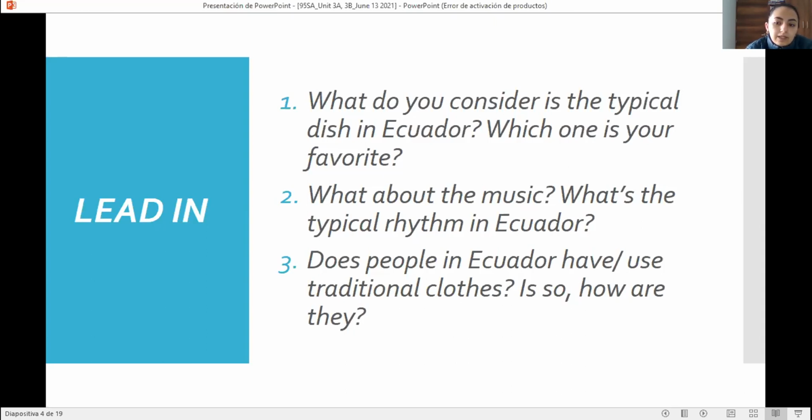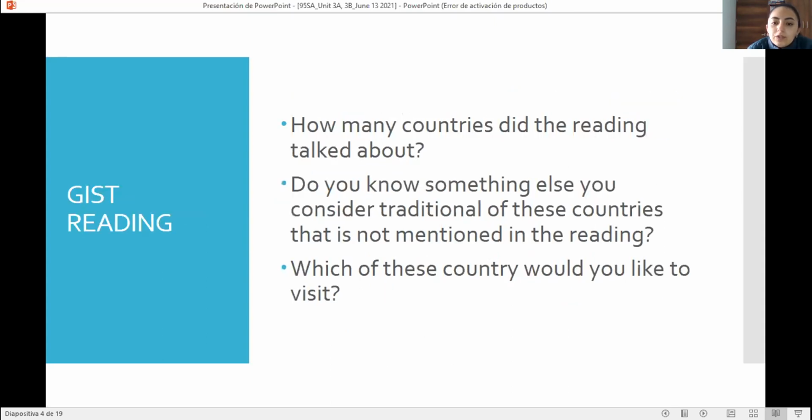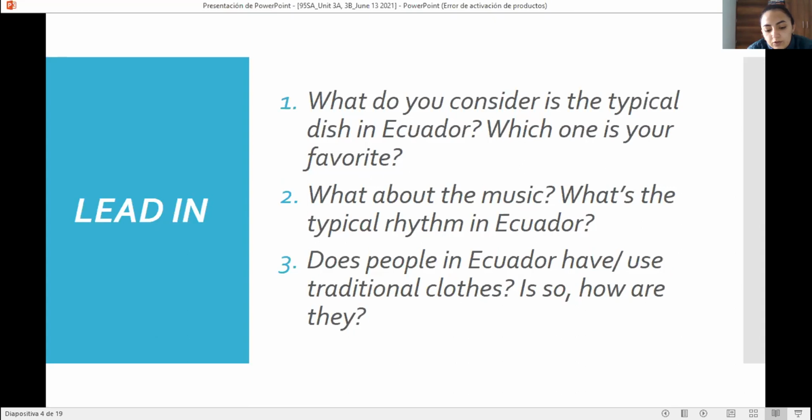Think about the possible answers. You will have 2 minutes to think about these possible answers, and then I'm going to ask each of you guys, okay? So think and remember what is the typical dish in Ecuador that you like the most. Si vamos recordando, vamos pensando cuál es el plato típico o cuál ustedes consideran que es el plato típico más importante del Ecuador y cuál de los platos típicos es su favorito.